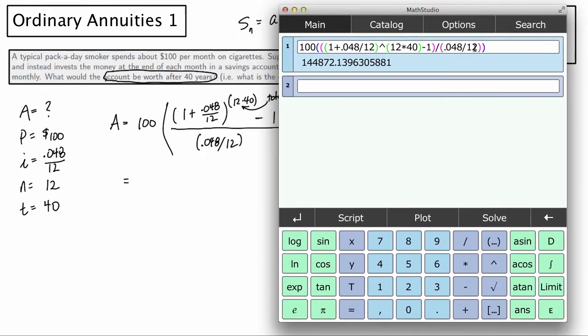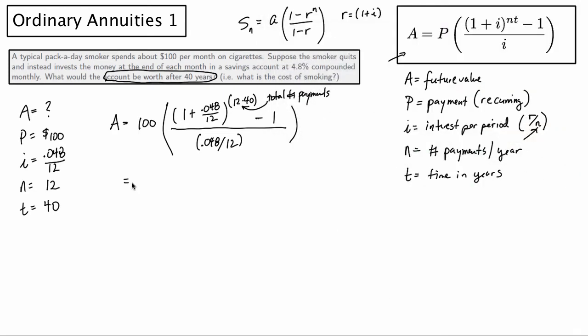Notice that with the color coding of the parentheses, you can make sure that you have everything exactly how you want it. So, follow along at home, try to enter it into your calculator, make sure that you can enter it like we have in the formula here. And what we discover is we get a value of $144,872.14. So, $144,872, and to the nearest cent it would be 14 cents.